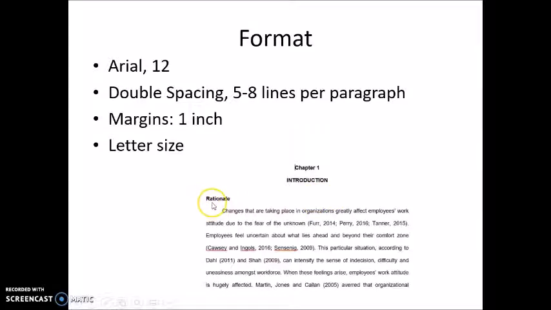Okay. So, we have here the subpart. We have the rationale. Naka-bold din yan, naka-sentence case. So, ang capital letter lang ay ang R. And then, indented ang mga paragraphs. So, this is now the first paragraph of the rationale. Okay, and so on. So, this is just an example.